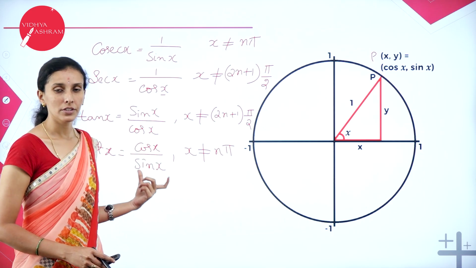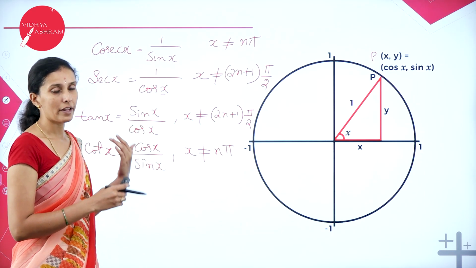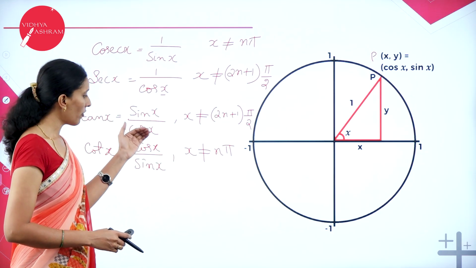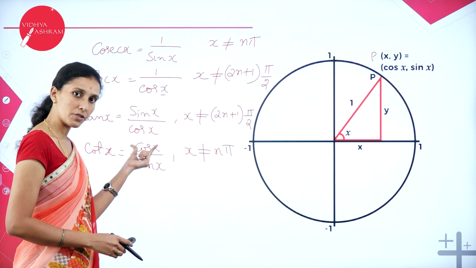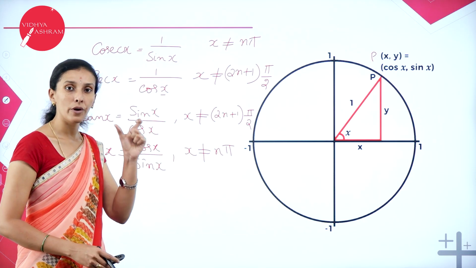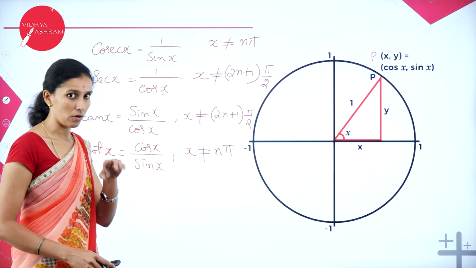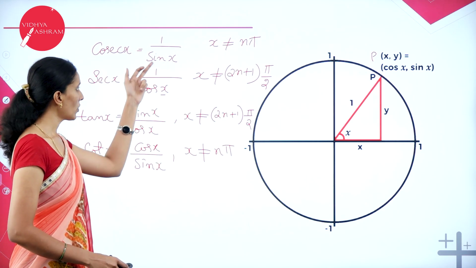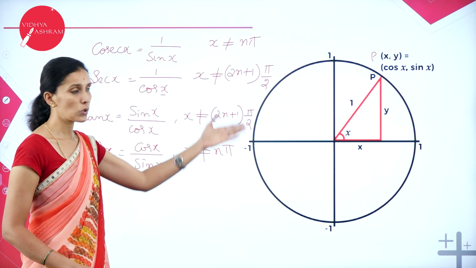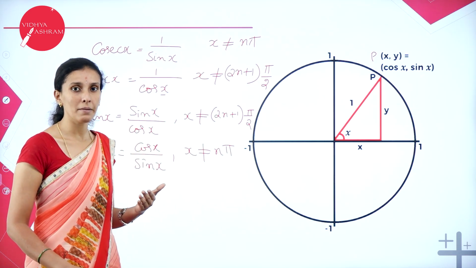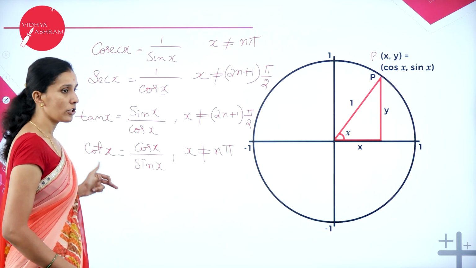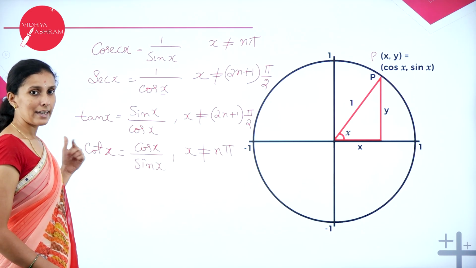So all these functions, when you come across the algebra of functions in the chapter relations and functions, there is the f of x by g of x form. Here f of x is also a function, g of x is also a function, but g of x cannot be equal to 0, and we are going to find for what values it is not equal to 0. The same condition I have applied here. So in the denominator, I have written the values of x for which it becomes 0. So I have to use x not equal to n pi, x not equal to (2n plus 1) pi by 2 according to the definition of cosecant, secant, tan and cot.